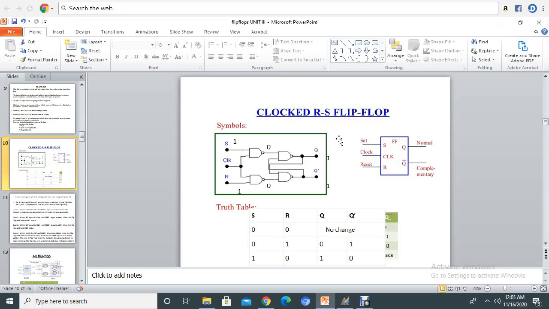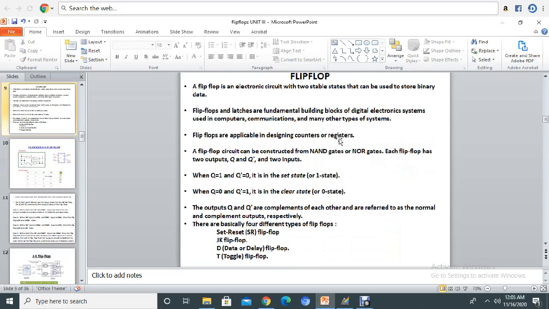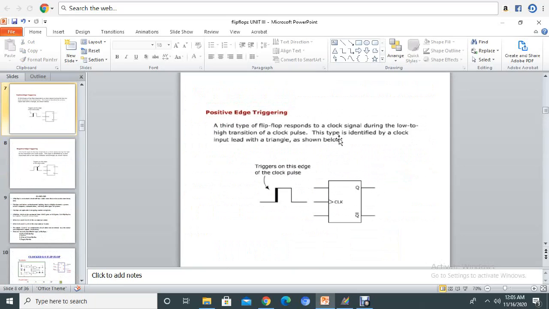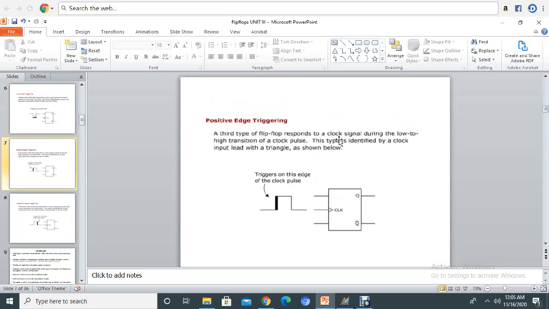Before that, I want to say about what is triggering. This is the clock pulse. This 0 to 1 transition is called positive edge. This 1 to 0 transition is called negative edge. This is the high level, this is the low level.